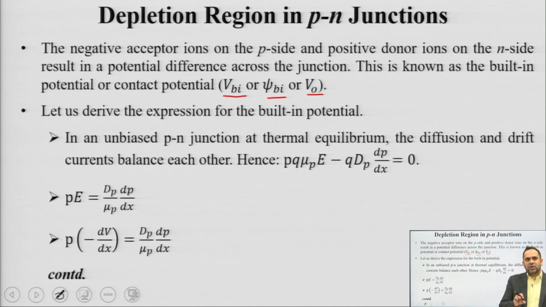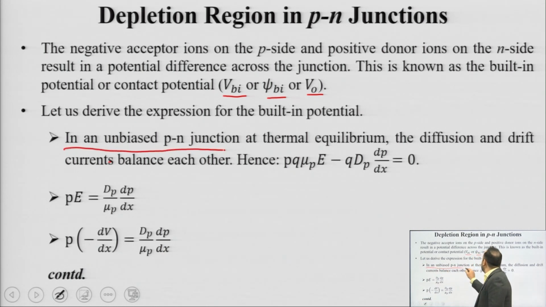Till now we have not applied any voltage or bias to the PN junction. So, my PN junction is currently in an unbiased condition. It is at thermal equilibrium, so net there should be no current flowing across. But diffusion was taking place, and it created an electric field, so a drift current can happen. There can be a diffusion current as well as a drift current, but because it is unbiased and at equilibrium, these two currents should balance each other.